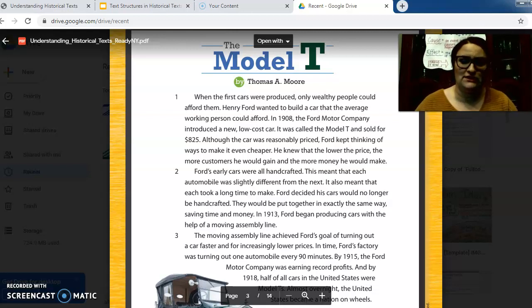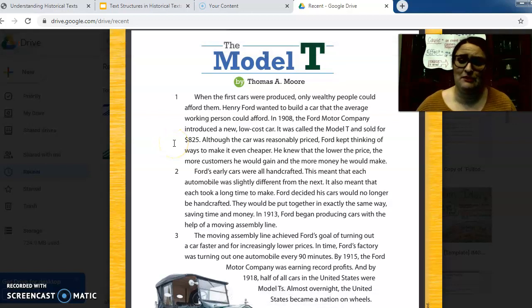So the Model T. When the first cars were produced, only wealthy people could afford them. Henry Ford wanted to build a car that the average working person could afford. In 1908, the Ford Motor Company introduced a new low-cost car. It was called the Model T and sold for $825. Although the car was reasonably priced, Ford kept thinking of ways to make it even cheaper. He knew that the lower the price, the more customers he would gain and the more money he would make.